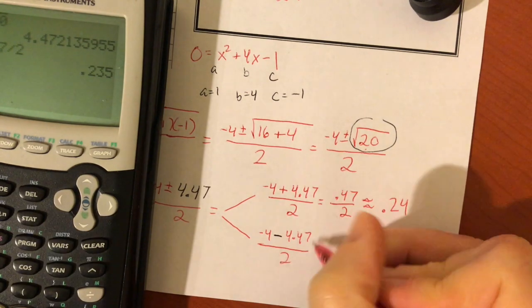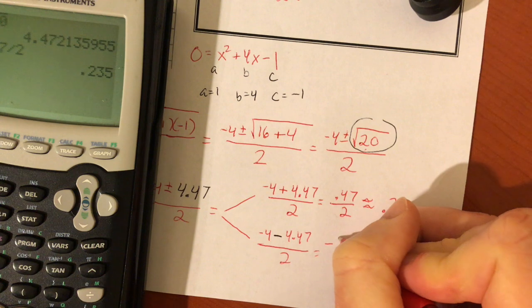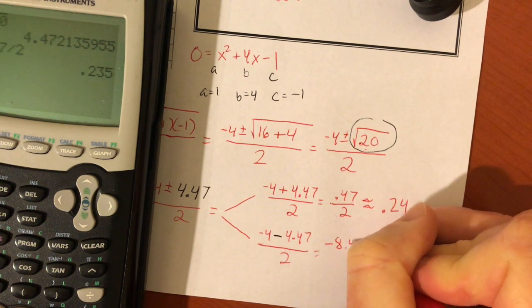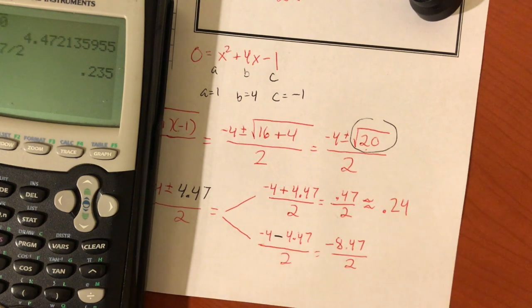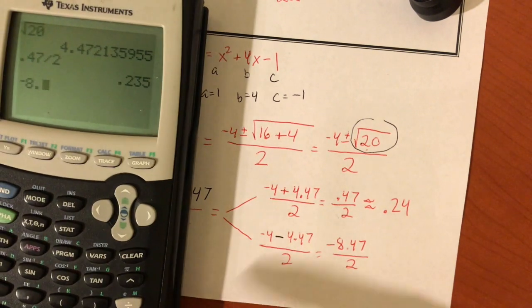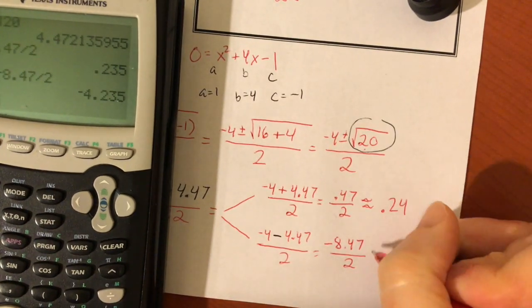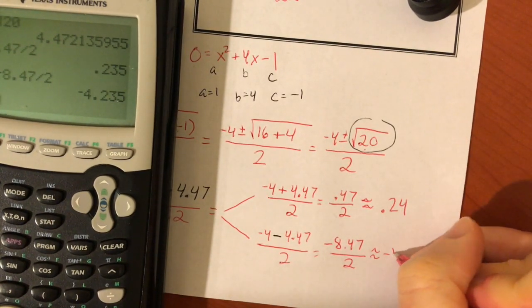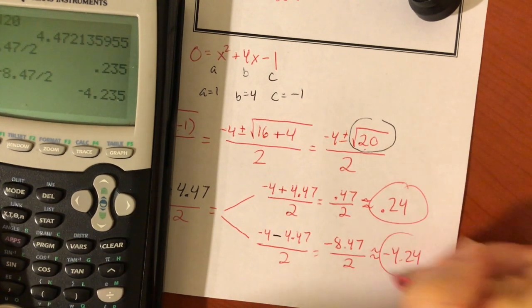This one down here, -4 minus 4.47, again you're dividing all of this, so I always subtract the top or simplify the numerator before I divide by 2, and -8.47 divided by 2 is -4.24. So there's your 2 answers.